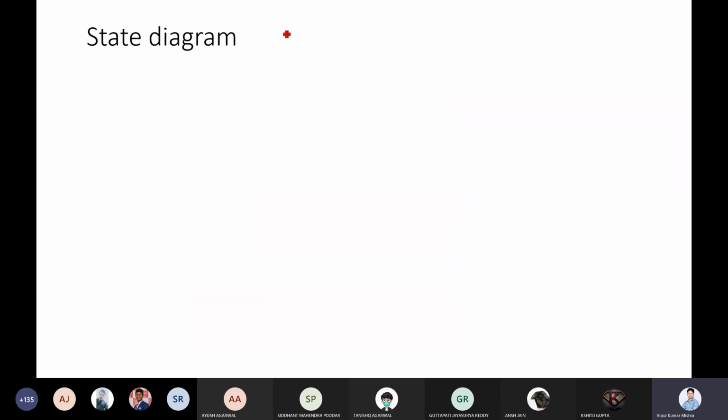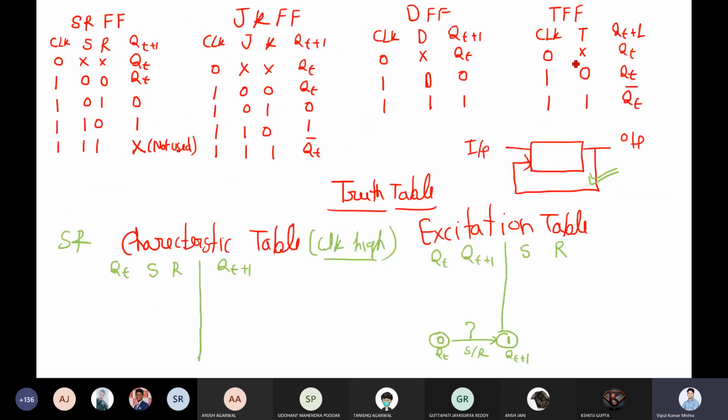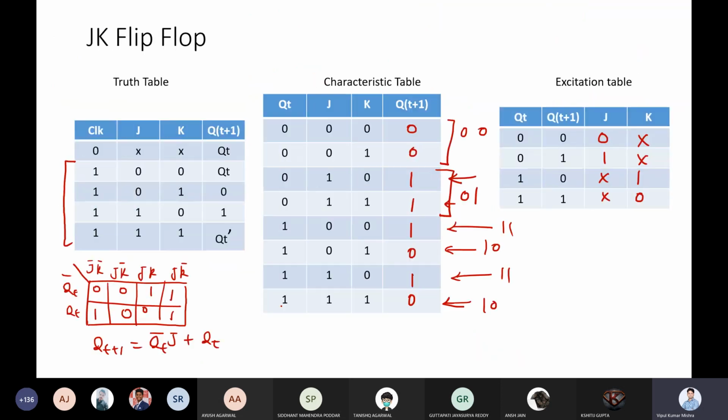Okay, one is missed. So before jumping into the state diagram, let's make it for the T flip-flop as well. Then we'll go for the state diagram. So in case of T flip-flop, let me go for the truth table that we were already given. So it's 0 X, Qt; 1 0, it's Qt; 1 1, it's Qt bar, right?